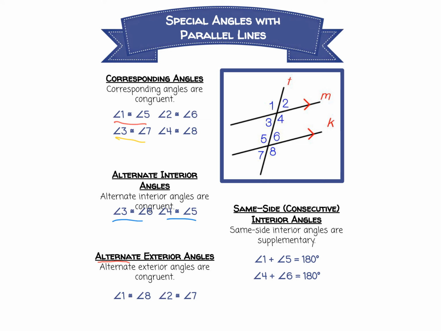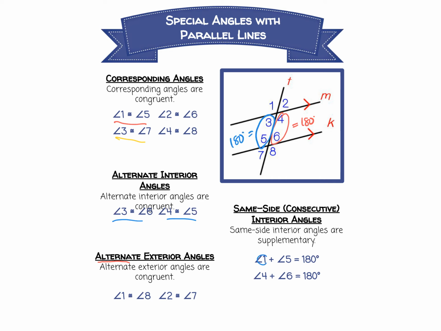Then the last one are called same side or consecutive interior angles. We have interior, meaning inside the parallel lines, and same side, meaning same side of the transversal. So we have 4 and 6, those two angles together are going to be supplementary, so they add up to 180 degrees. We also have 3 and 5, they add up to 180 degrees.